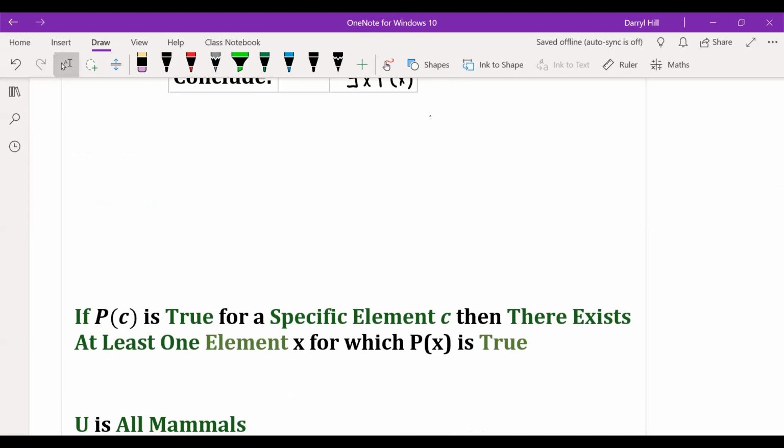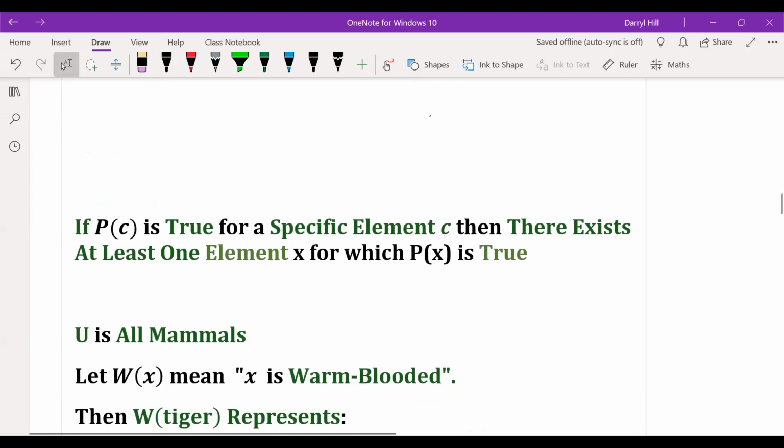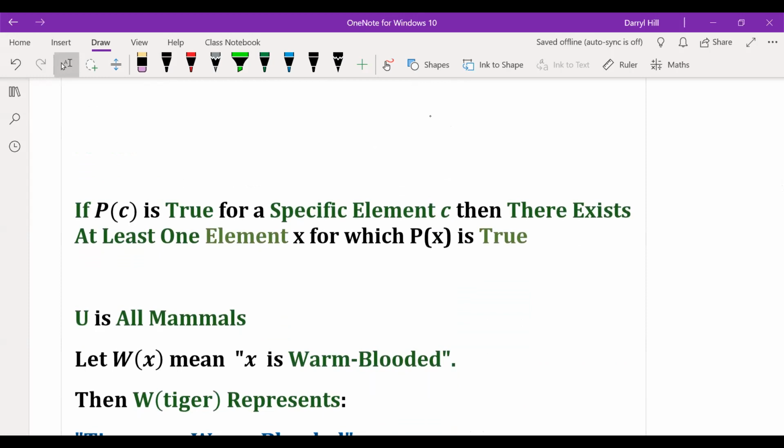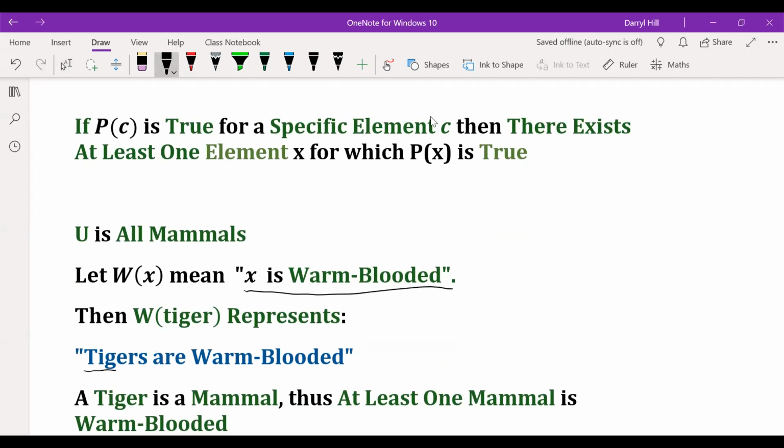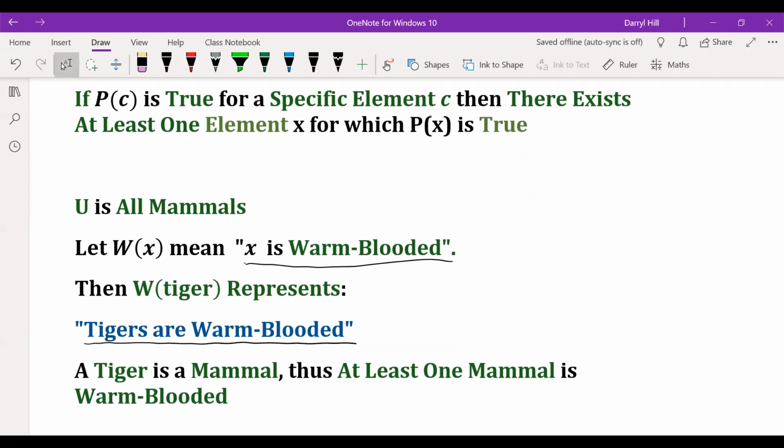Right? And this is repeating what I said. If P of C is true for a specific element C, then there exists at least one element X for which P of X is true. So again, if the universe is all mammals and W of X means X is warm-blooded, and I say W of tiger, then tigers are warm-blooded. And since a tiger is a mammal, at least one mammal is warm-blooded.